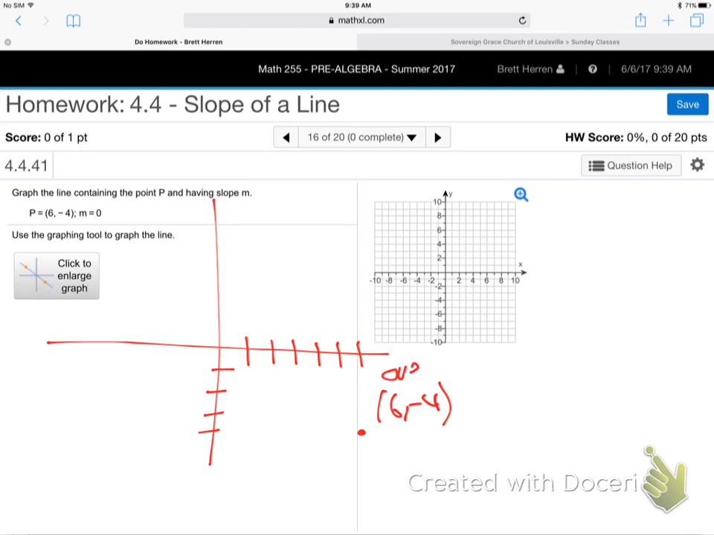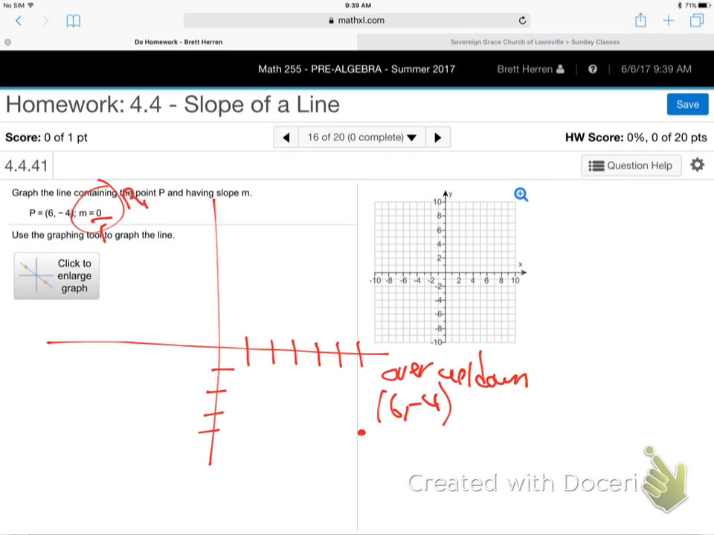So over 6, and then up or down, so down 4. So over 6, down 4. There's our dot. And now, what kind of a line do we make there? Slope 0. That's a horizontal line, right? It's because it's 0 over 1 if you want. No rise.